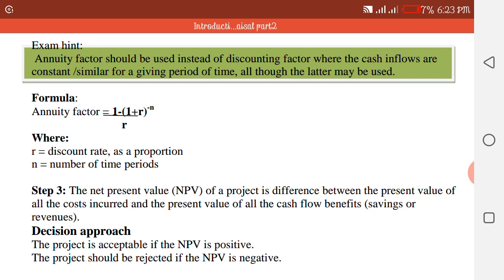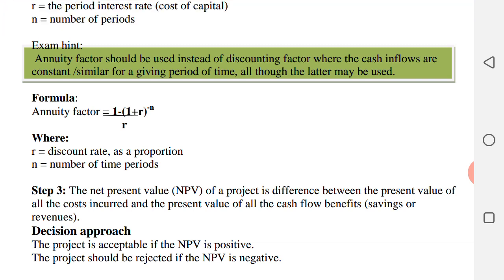Now that means that there is a constant inflow. You want to know the total amount that you will receive for those 5 years. If you are using the formula or the table, you can use the annuity factor: 1 minus (1 + r) to the power of minus n, where r is the cost of capital and n is the number of years you will receive the cash inflow, then divided by r.